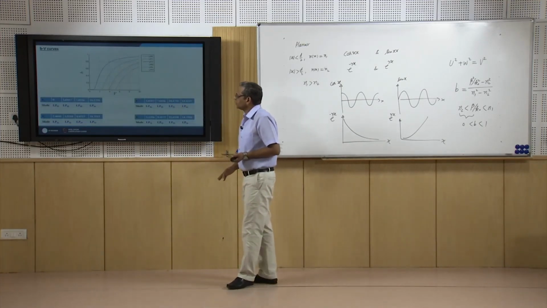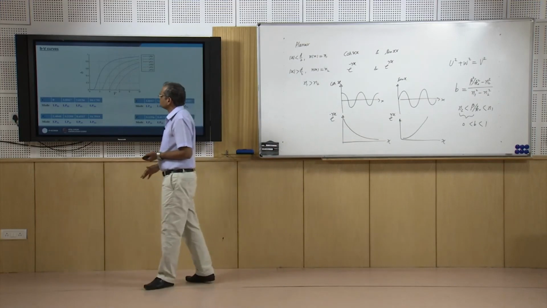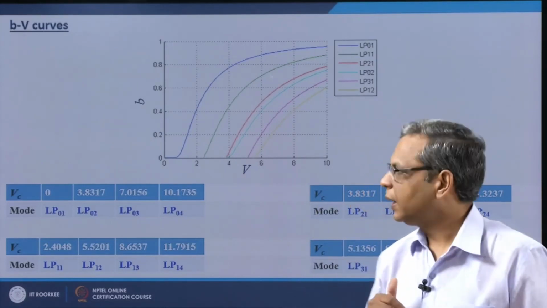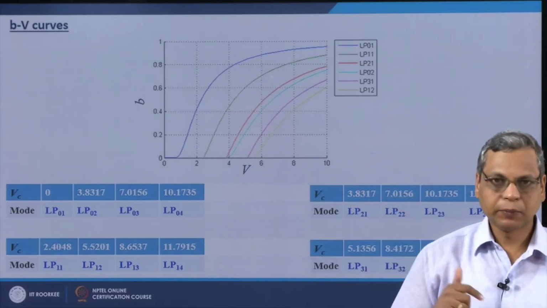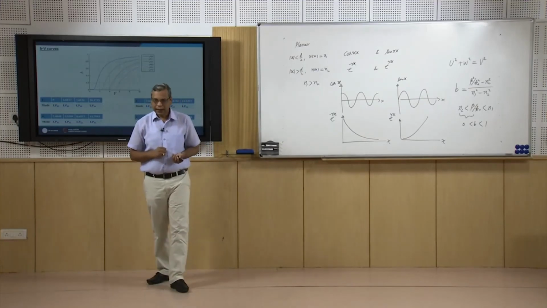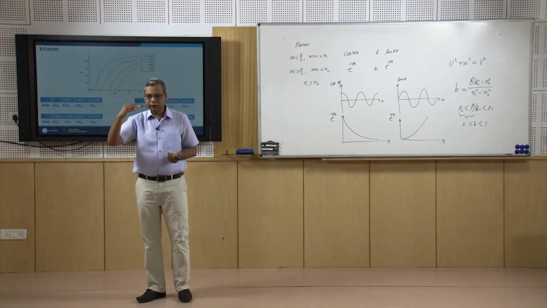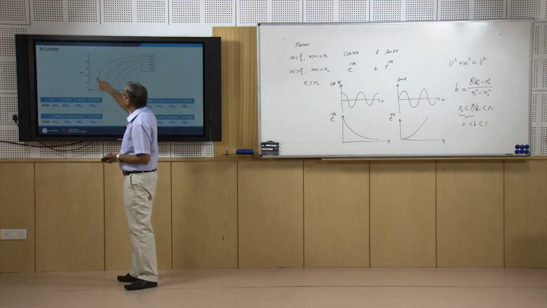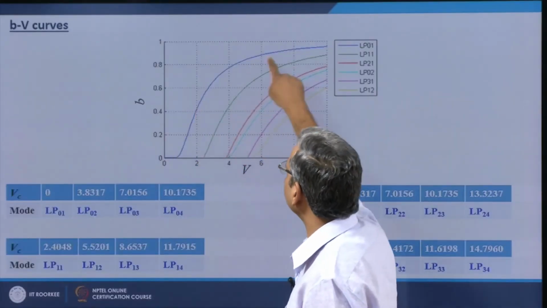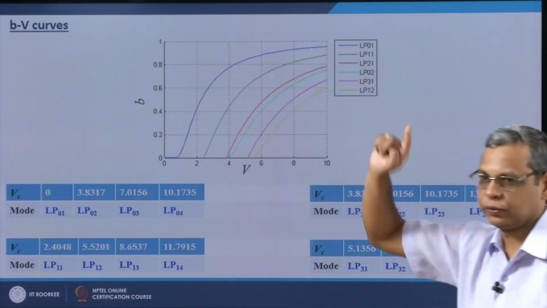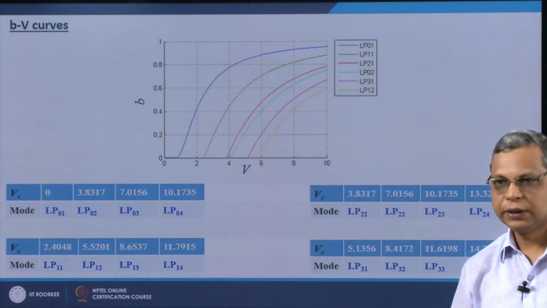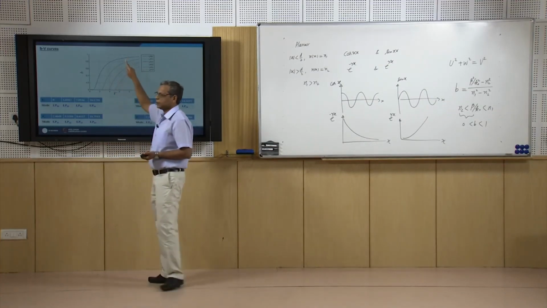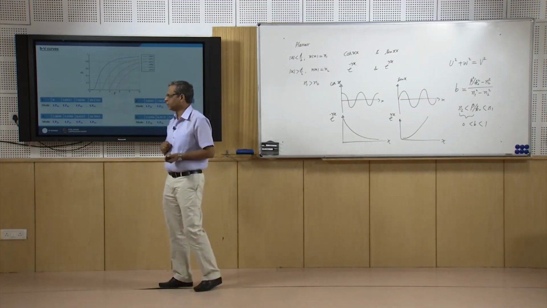Then we can generate the b-V curves. So, I choose L is equal to 0 and solve the transcendental equation corresponding to L is equal to 0 and list the highest root always. List the value of the highest root and plot it as a function of V, then it will go like this. This is LP01 mode, the highest root, the first one corresponding to L is equal to 0. So, this is LP01 mode, and this is the fundamental mode.